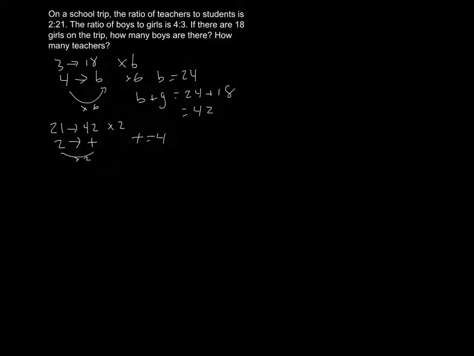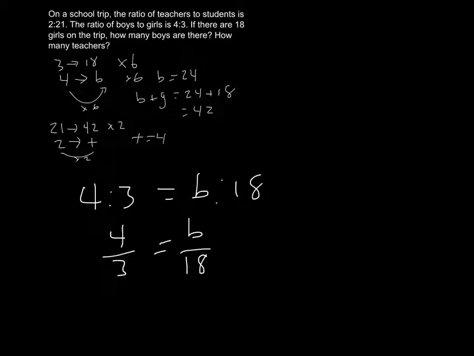So here's how I would do it. The 4 to 3 is boys to girls, right? And that's going to equal boys to 18, correct? Yeah. That's now getting close to what I would like to see. So 4 over 3 equals boys over 18. What do I do to get boys by itself? Times 18. So now it's going to be 18 times 4 over 3 is boys.